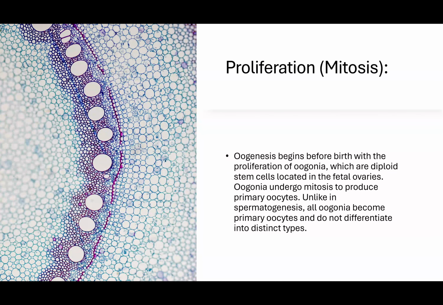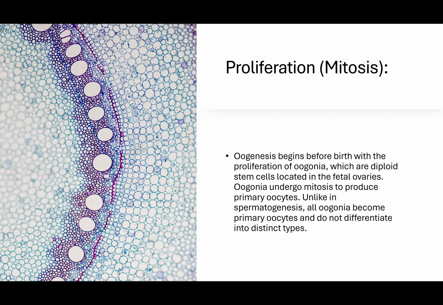Could anybody tell me what is the importance of that statement? What does that statement tell us? Can you repeat the last statement, that unlike spermatogenesis, all oogonia become primary oocytes? What does that tell us? What do you think it says? What is the major application that we see?